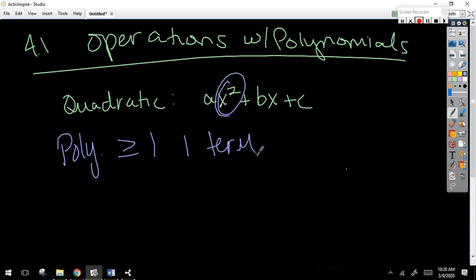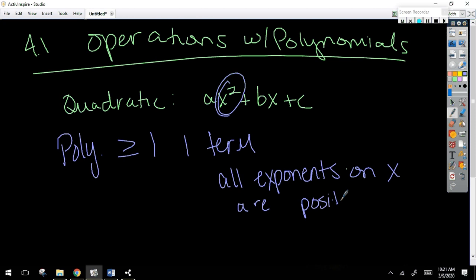All right. The only requirement with a polynomial is that all of the exponents on x are positive whole numbers. Wait, but I've seen negative. It's not a polynomial then. Negative 8. Okay, the a's are coefficients. Your coefficients just have to be real numbers.